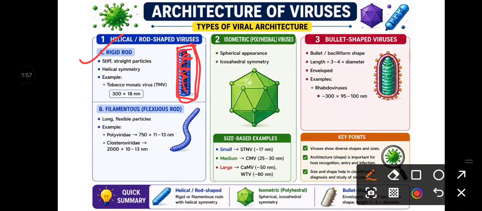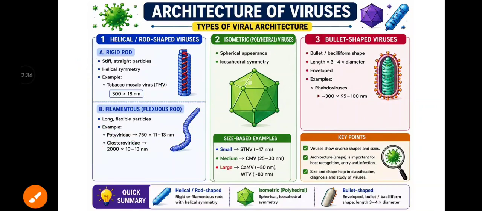Next, the filamentous virus. It is a long and flexible particle. Examples of filamentous viruses are potyvirus, size 750 into 11 to 13 nm, and closterovirus. This is the largest virus, size 2000 to 2100 into 13 nm. So you have to remember the size, as well as that the longest plant virus is the closterovirus. Example is Citrus tristeza virus. Okay, remember this thing. This is very important. Remember all the sizes of the viruses given here.